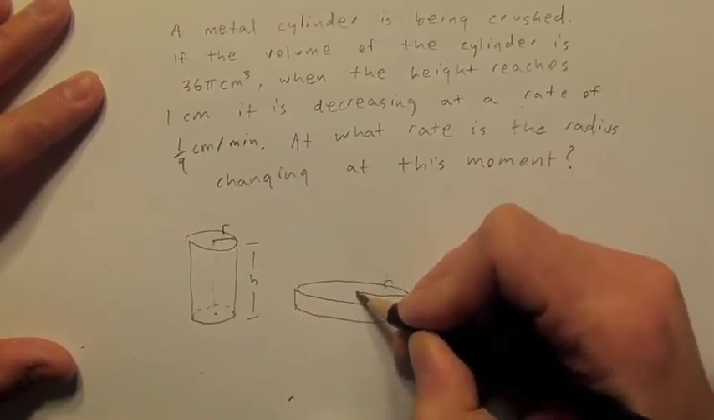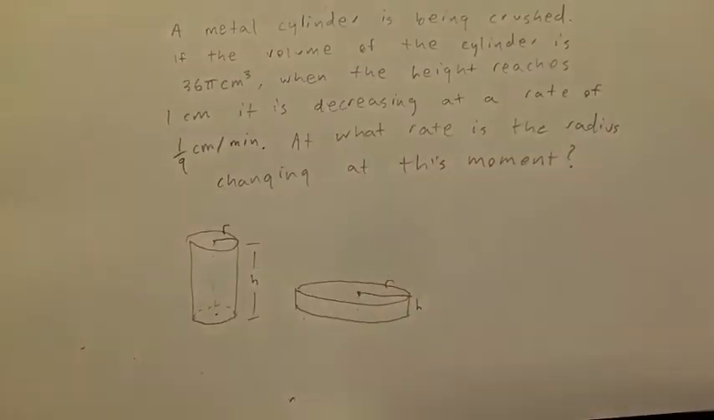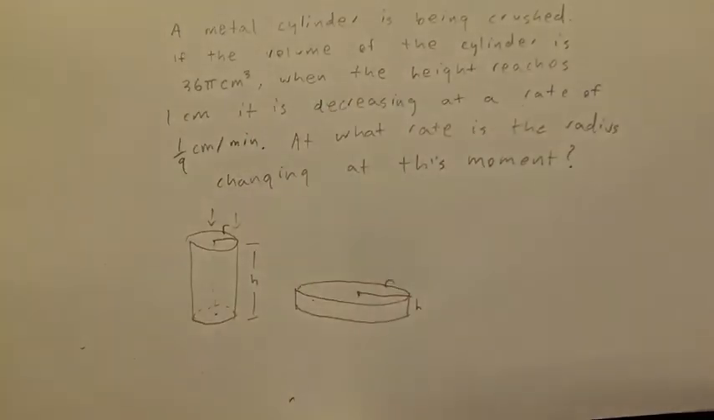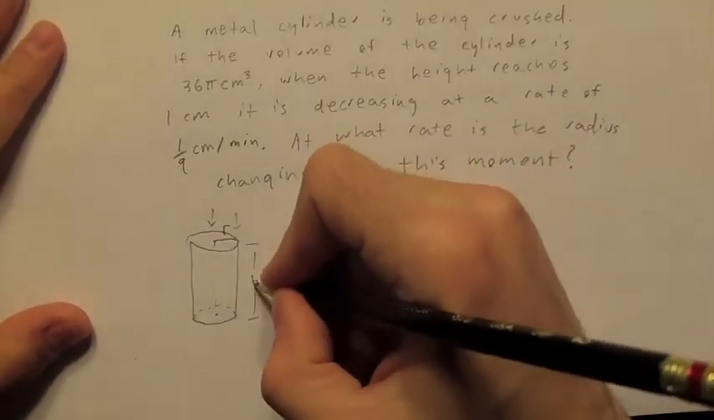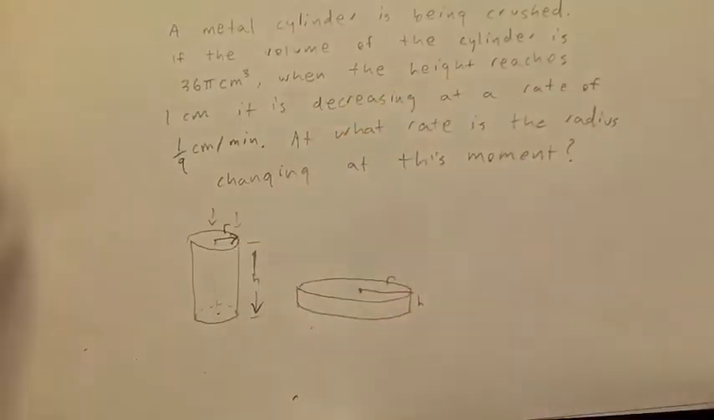Okay, so here's the radius, and here's the height. The can is being crushed in such a way that the height is decreasing and the radius is increasing, right? Because we're crushing the can, but the volume should stay constant. The volume should stay the same, okay?